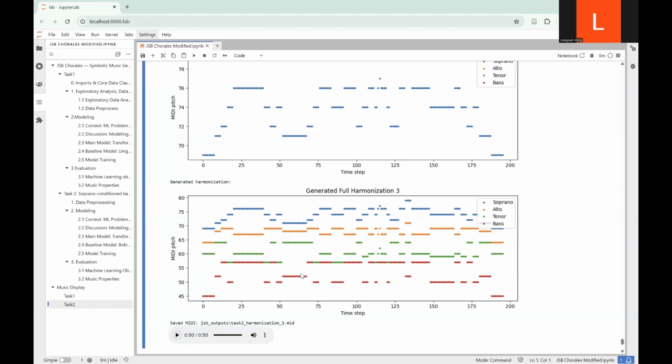And we think that the music generated in task 2 is much better than in task 1.